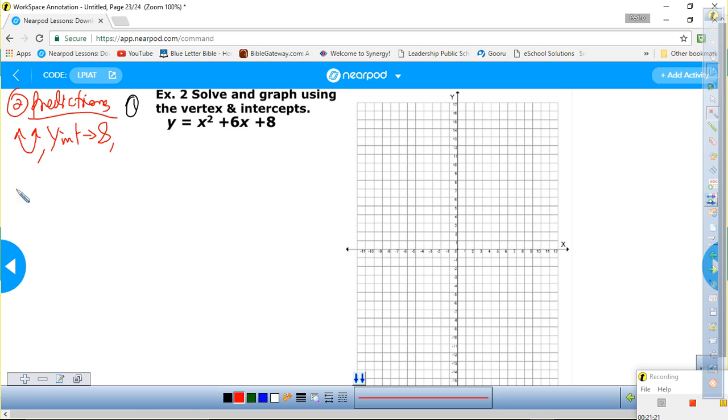And how many roots are we getting from here? 2 roots, tell me what you wrote for that. Yeah, what did you use to predict that? So that becomes 36 minus 32, which is 4. Hands if you got 4 right there. And yeah, that's 2 roots because it's positive. Thank you.